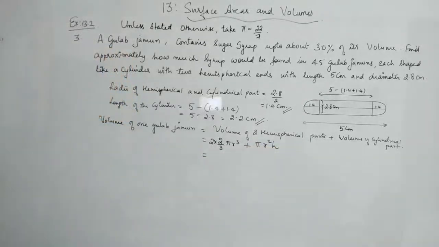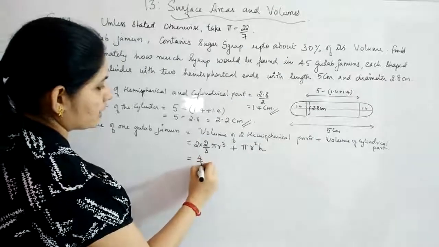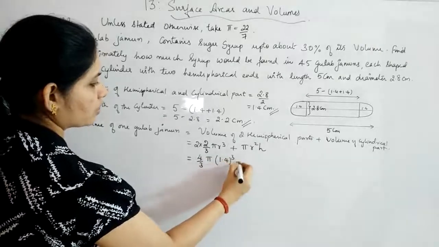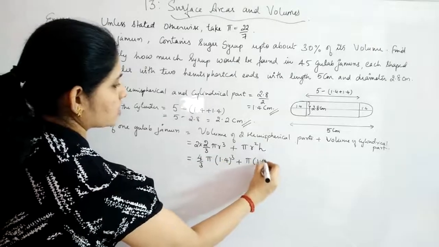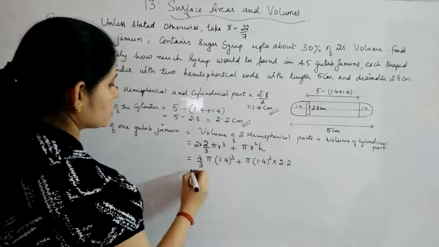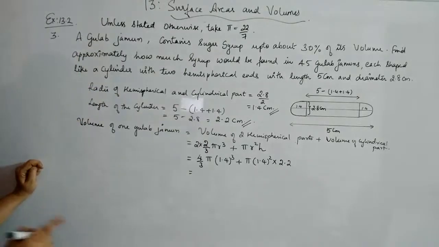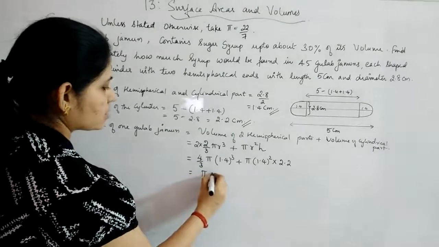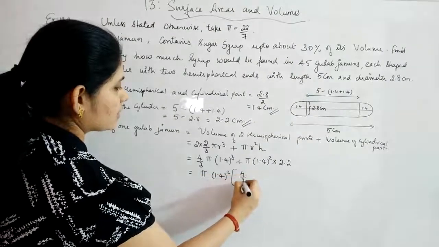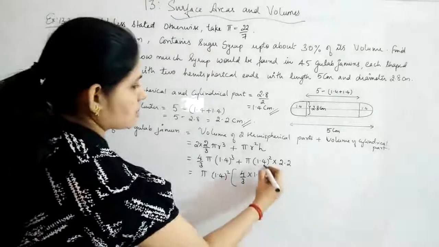Now we will replace the values. So you will get 4 by 3 pi, r is 1.4 the whole cube, plus pi into 1.4 whole square into height, which is 2.2 for the cylinder. For both terms, pi and 1.4 the whole square are common, so we are taking out pi into 1.4 the whole square. Remaining is 4 by 3 into 1.4 plus 2.2.